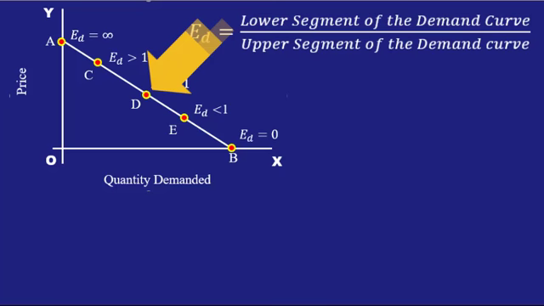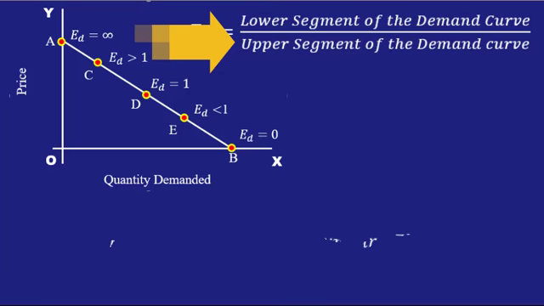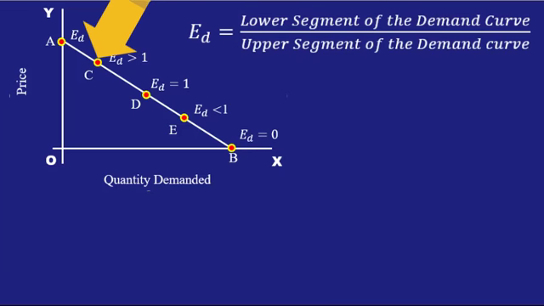Elasticity of demand at point D is equal to lower segment of the demand curve divided by upper segment of the demand curve. The lower segment is DB, upper segment is DA. According to our numerical example, 2 divided by 2 is equal to 1. The value of elasticity of demand is 1. So, at point D, elasticity of demand is unitary. Now, we shall turn our attention to measure elasticity at C.